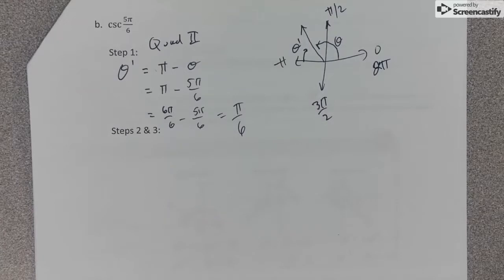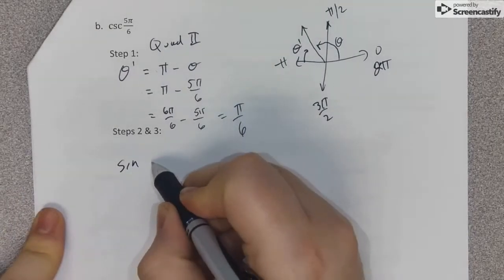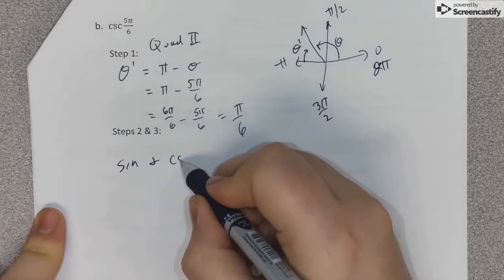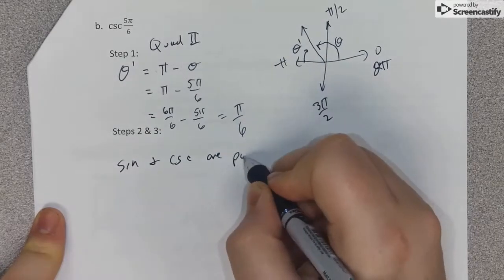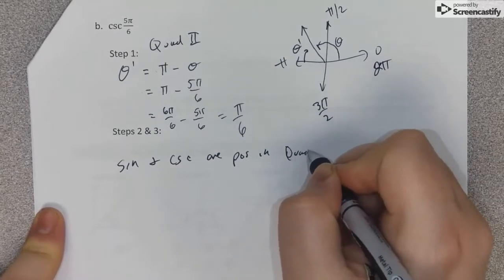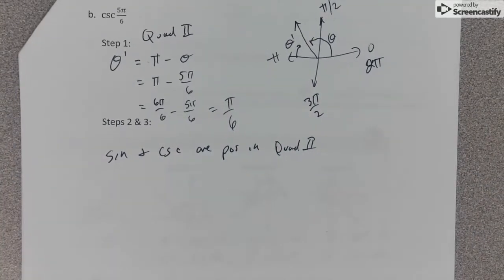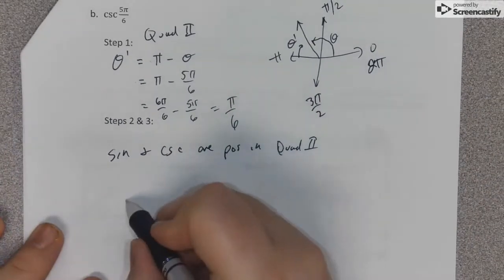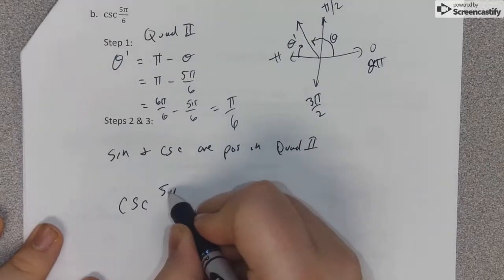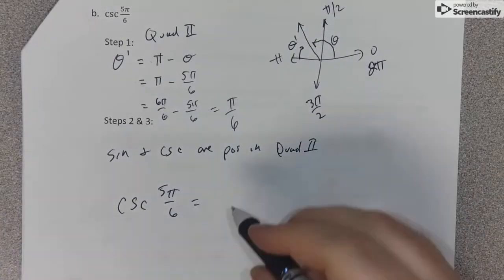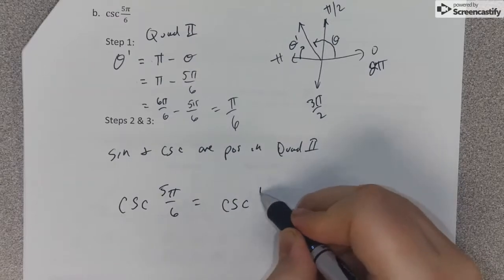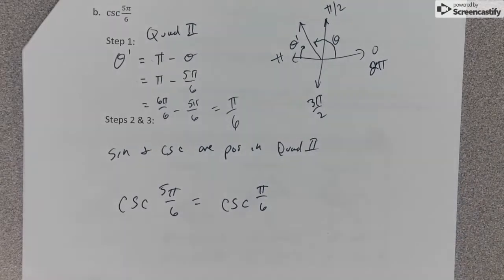So we're in quadrant 2, and in quadrant 2, so if we think of that mnemonic, all students, so sine and cosecant are positive in quadrant 2. And so we are given cosecant. So our answer should be positive. So this would say the cosecant of 5 pi over 6 is going to be the same exact thing as the cosecant of pi over 6.